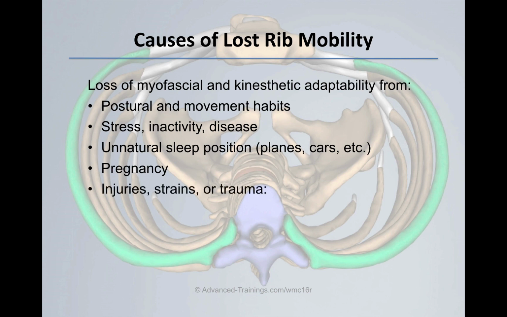Pregnancy, injuries, strain, or trauma, such as falls, accidents, coughing. People can break a rib with coughing or strain the ligaments around a rib through coughing. Surgeries that go through the rib cage or between ribs, those kinds of things can cause a loss of mobility once the surgery has healed.